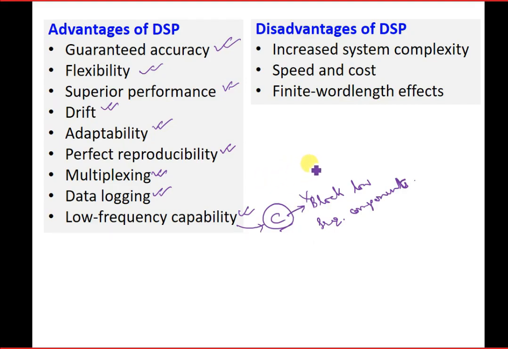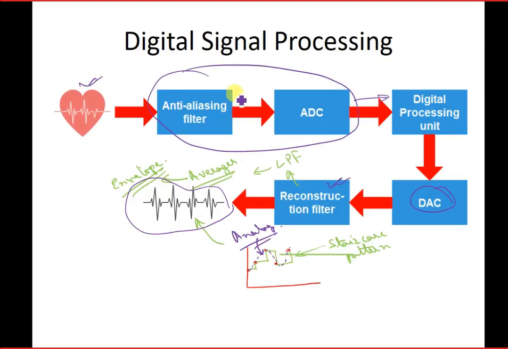Now, disadvantage of DSPs, increased system complexity. Definitely, yes, because you need to use a lot of circuits. You need to use an anti-aliasing filter, an analog to digital converter, digital processing units, a DAC, digital to analog converter. Then again, you need to use a reconstruction filter. So there is a whole lot of complexity over here. Even when we talk about ADC and digital processing unit, designing of these units is also very complex.